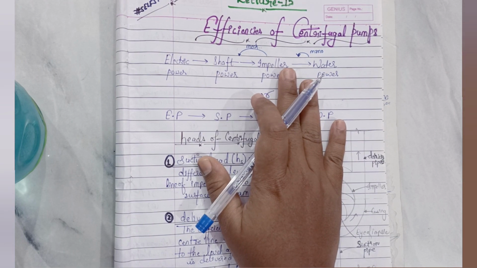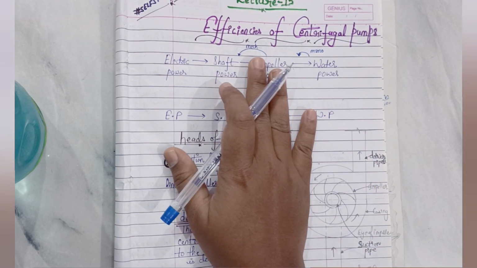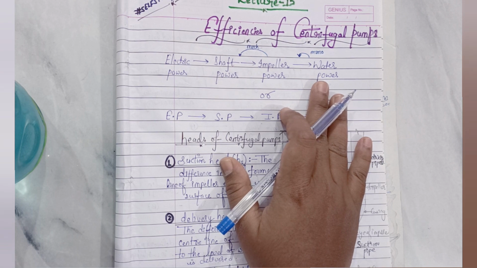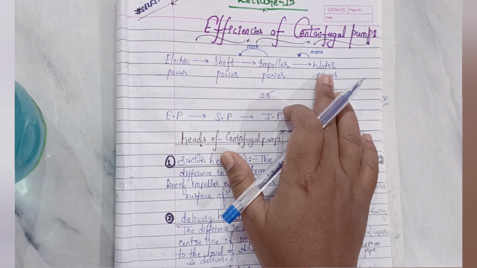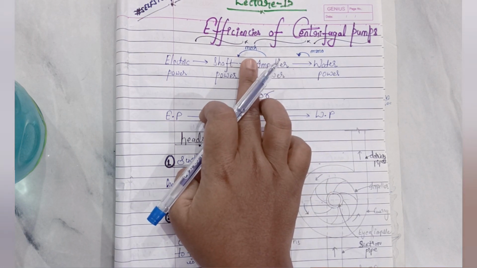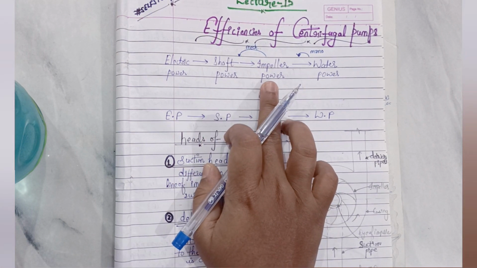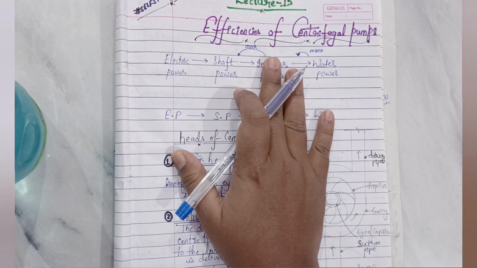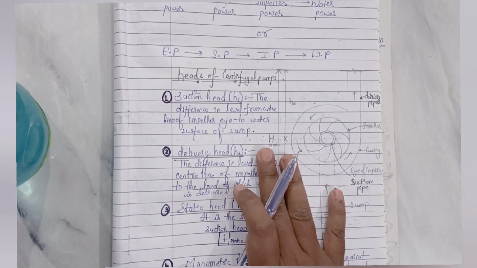You will also see the terms and formulas of these efficiencies. But for now you can understand that the manometric efficiency is simply a ratio of water power to impeller power, and mechanical efficiency of a centrifugal pump is the ratio of impeller power to shaft power. If you have understood this, see what are the different heads of a centrifugal pump.